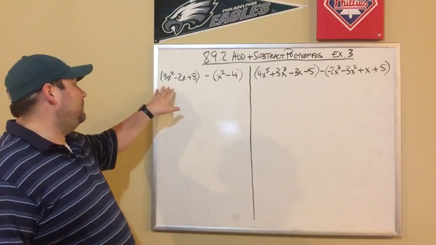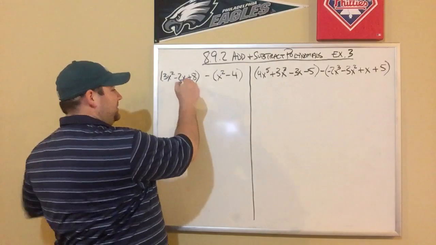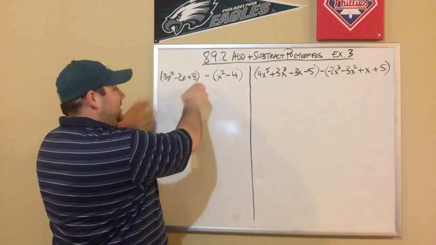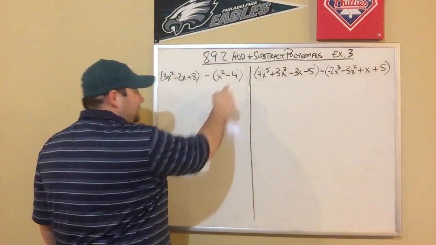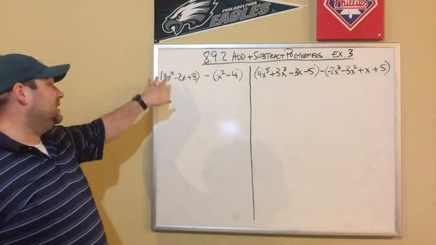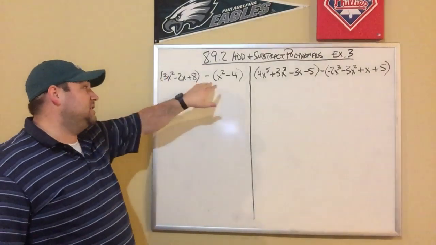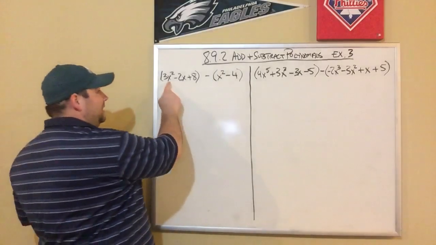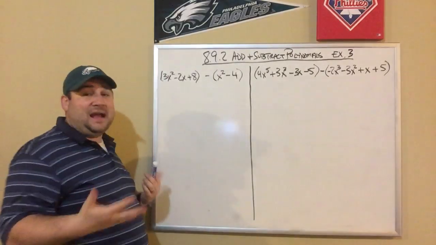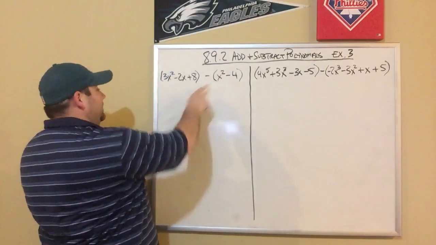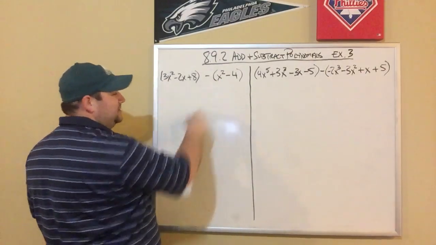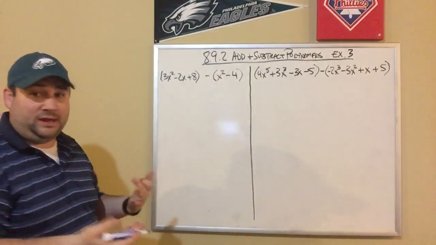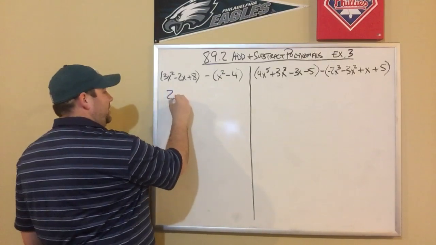So in my first problem, I've got 3x squared minus 2x plus 8 in parentheses. So this is subtracting this, x squared minus 4. So I can take like terms from this set of parentheses and then like terms from this set of parentheses and subtract them. So if I look, I've got a 3x squared is my highest exponent. I've got an x squared here. 3x squared minus x squared, that'd be 3x squared minus 1x squared would be 2x squared.